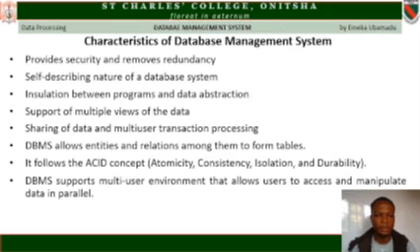Number 5, database management system allows entities and relations among them to form tables. Number 6, it follows the ACID concept, that is atomicity, consistency, isolation, and durability. And finally, DBMS supports multi-users environment that allows users to access and manipulate data in parallel.